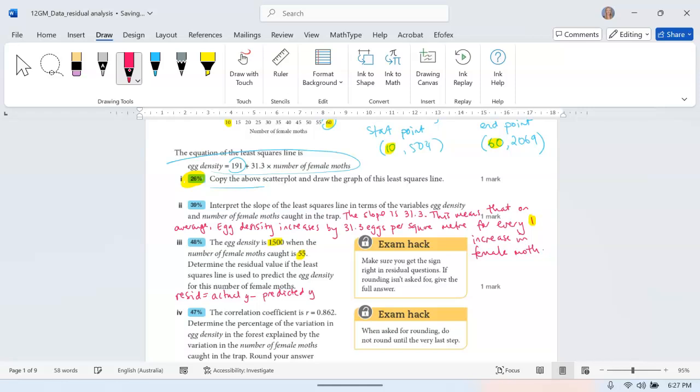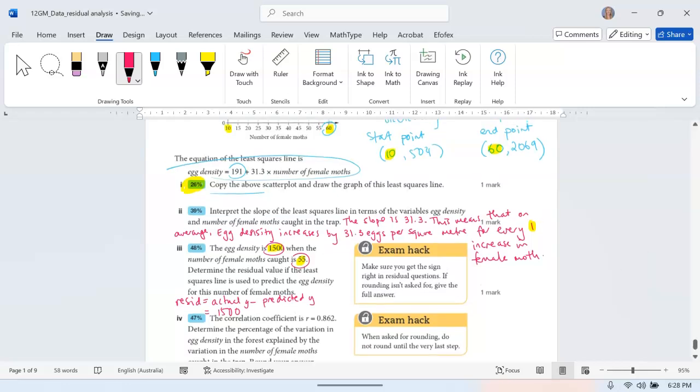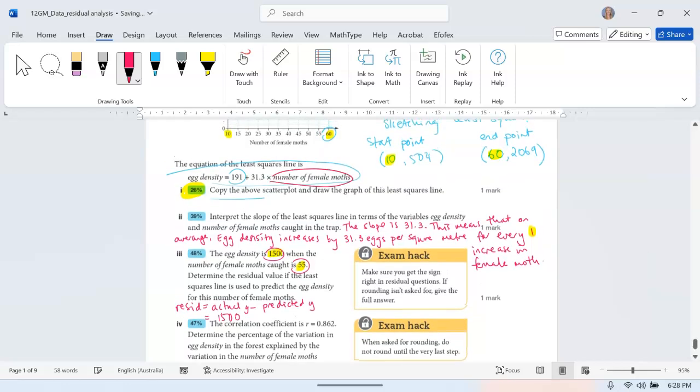So our actual y at 1500 is 55. All right, so sorry, other way around. When female moths caught is 55, that's why it's probably good to have actual y as 1500, because I was like, no, that's our y variable. All right, and then we've got to use the 55 in our equation, the number of female moths. So I'm just going to do that on my calculator quickly.